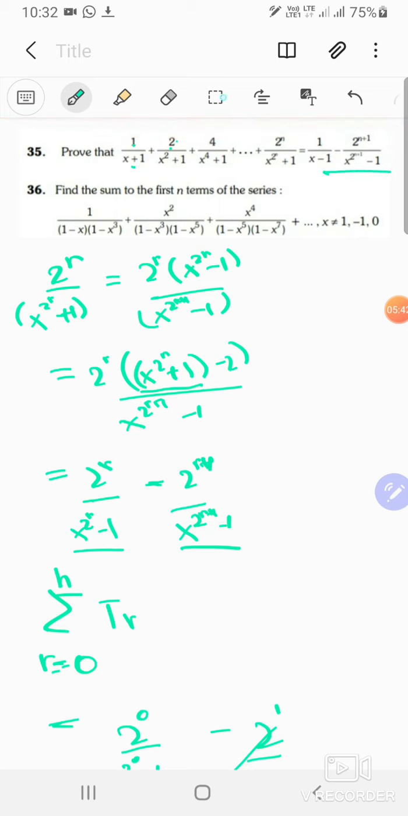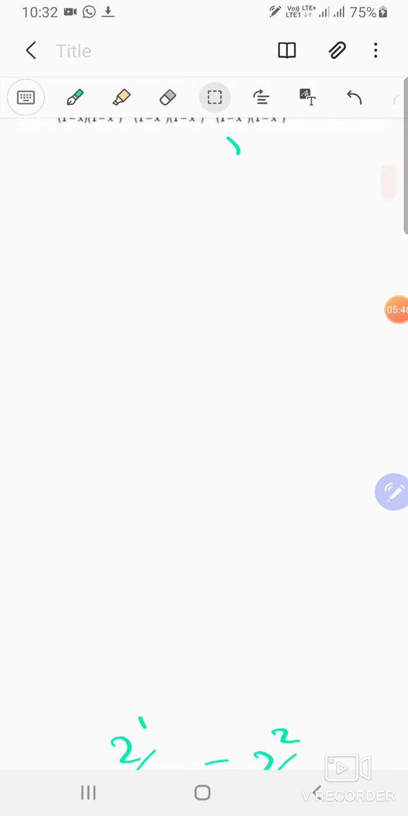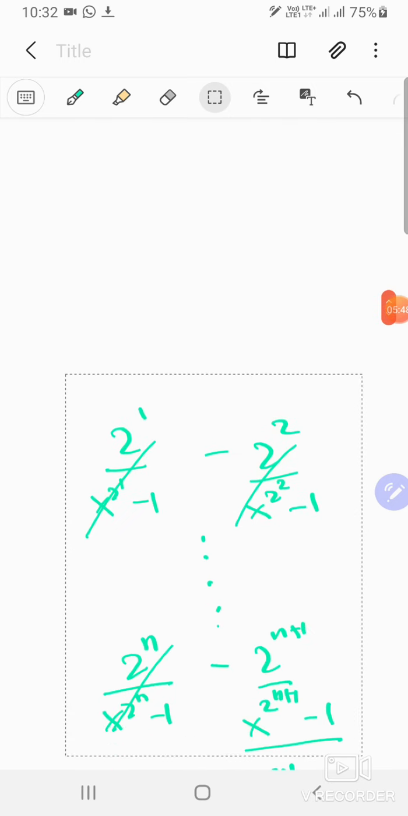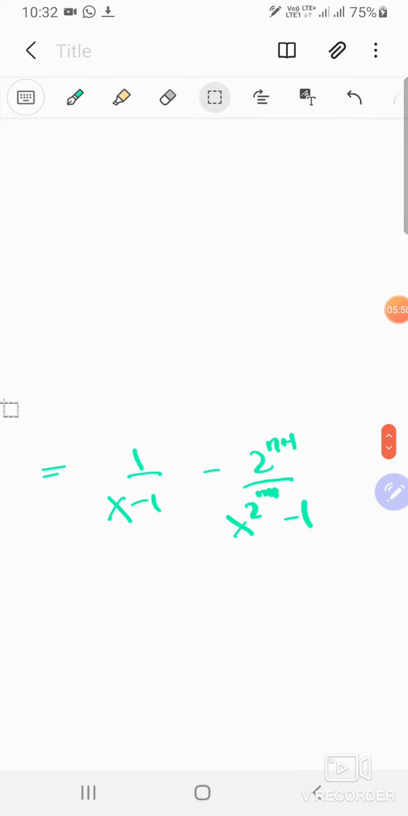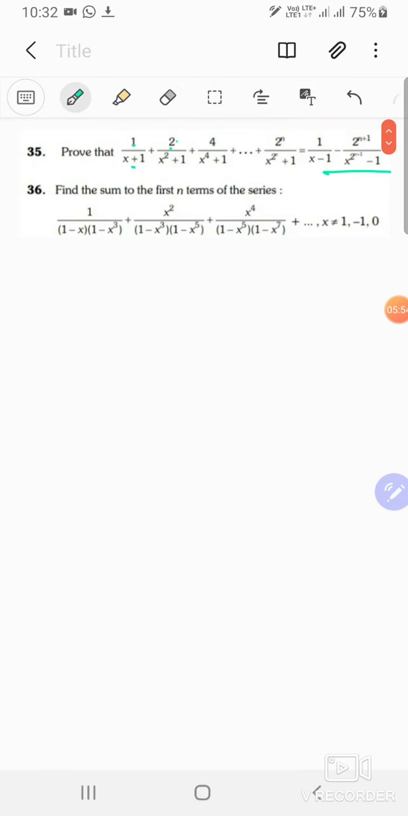Okay, so the first question is done. Let's move on to the next question. It is a similar flavored question, where we have to use telescoping and a similar kind of concept. Find the sum to the first n terms of the series 1 upon (1 minus x)(1 minus x cubed) plus x squared upon (1 minus x cubed)(1 minus x to the fifth) plus x to the fourth upon (1 minus x to the fifth)(1 minus x to the seventh).